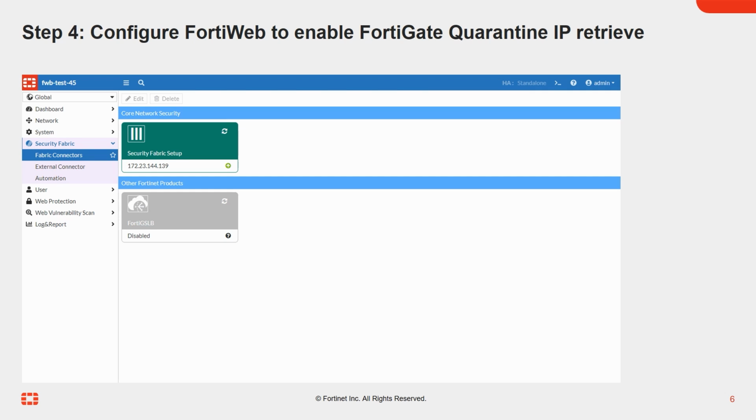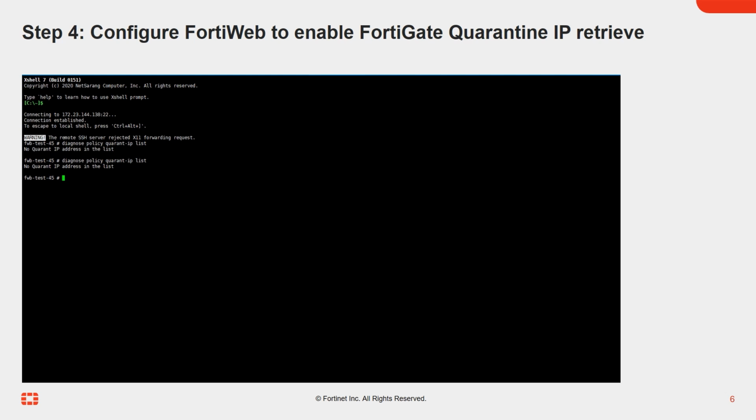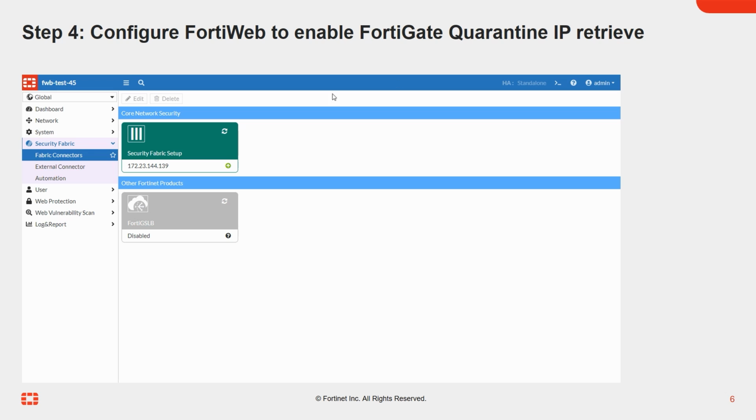Now we use the CLI command to check the FortiWeb quarantine IP list again. This time we see that the quarantined IP addresses have been successfully retrieved from FortiGate and stored in FortiWeb. The IP addresses and their expiration dates match those on FortiGate. And that's it. The configuration for allowing FortiWeb to retrieve the quarantined IPs from FortiGate via Security Fabric is complete.